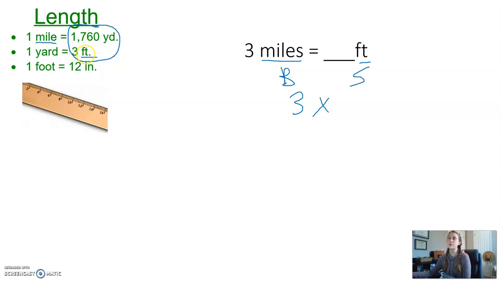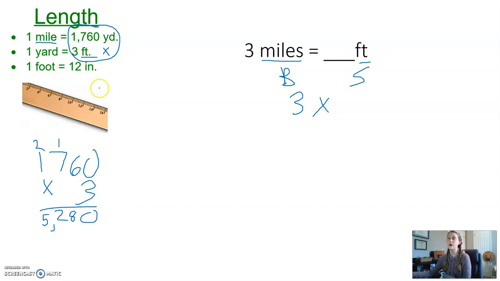If I know that 3 feet equals 1 yard, and there are 1,760 yards inside of a mile, I'm going to need to multiply these two numbers together to figure out how many feet are in a mile. So I'm going to take 1,760 and I'm going to multiply it by 3. 3 times 0 is 0. 3 times 6 is 18, carry the 1. 3 times 7 is 21, plus 1 is 22. 3 times 1 is 3, plus 2 is 5.